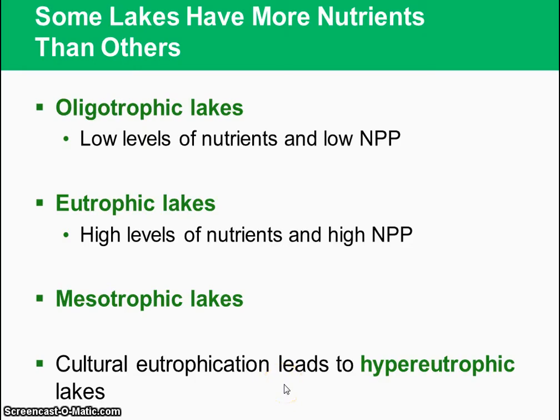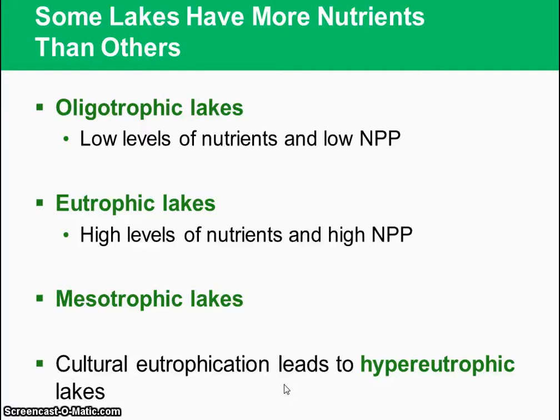Now, on that same topic of nutrients, some lakes are going to have more nutrients than others. And some of that is naturally because of what feeds them, what types of streams and rivers are coming in. And some of it can be made worse by human activity. And so our three types of lakes are oligotrophic, eutrophic, and mesotrophic.